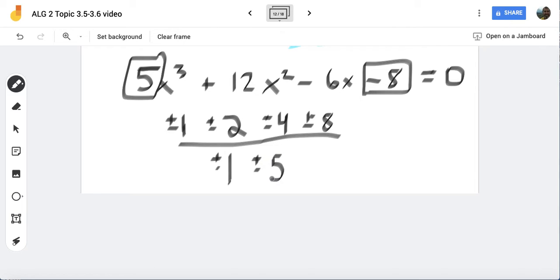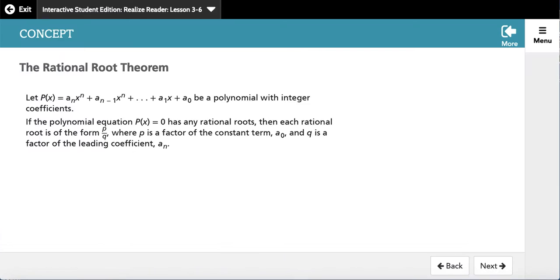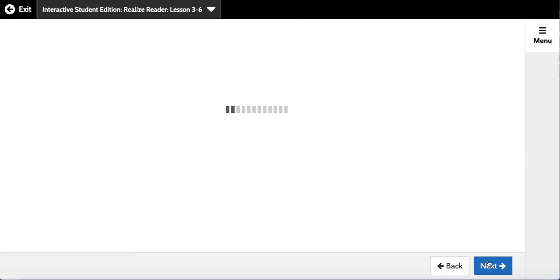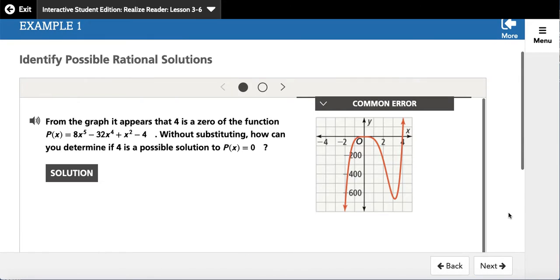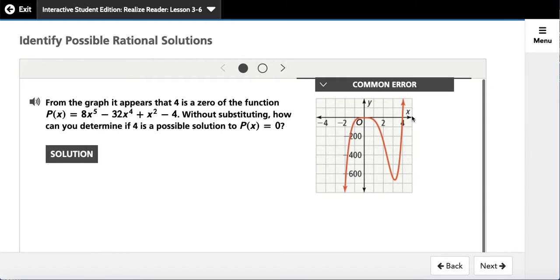This will make more sense with the next example because I'll go farther with it. But any combination of these divided by any combination of those could be a root to the problem. For example, let's say we have this graph here. Looks like that 4 could be a root. Without substituting, how could you determine if 4 is a possible root?